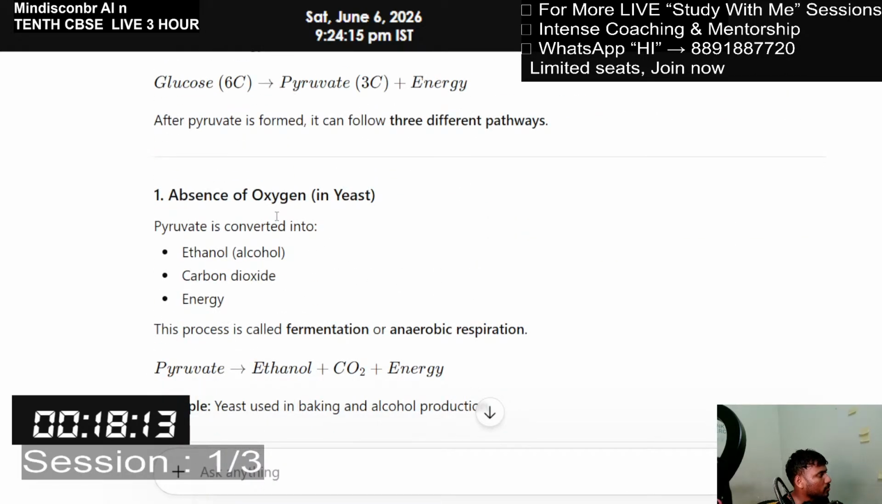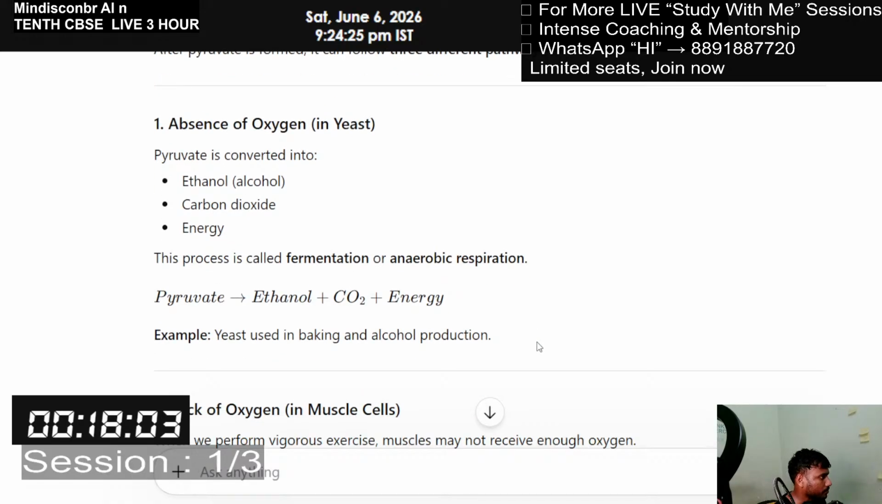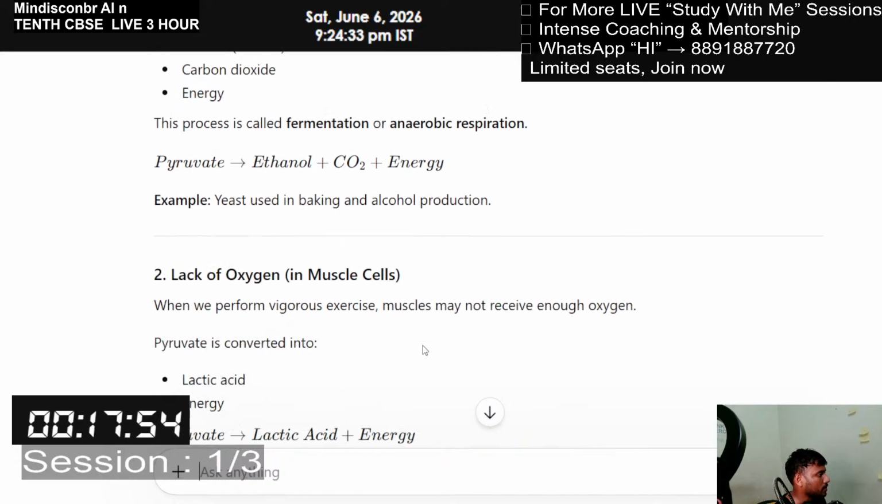One is absence of oxygen in yeast. Pyruvate is converted to ethanol, carbon dioxide and energy. This process is called fermentation or anaerobic respiration. Pyruvate is converted to ethanol plus carbon dioxide plus energy. An example is yeast used in baking and alcohol production.